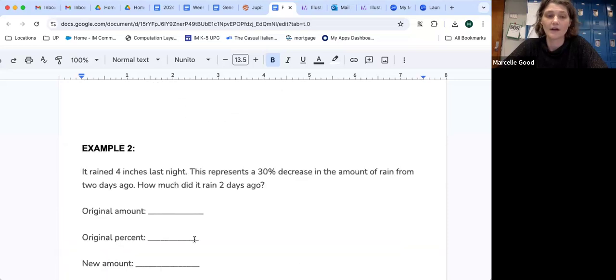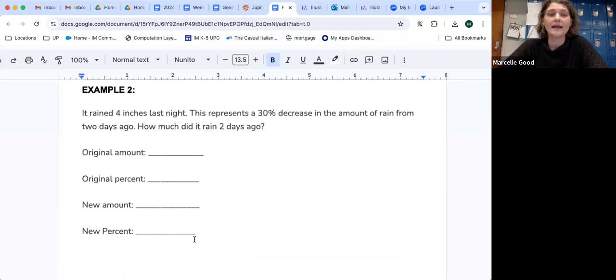Okay, now we're going to try a new one. It rained 4 inches last night. This represents a 30% decrease in the amount of rain from 2 days ago. How much did it rain 2 days ago? This one's tricky because you have to figure out what is the original amount and what is the new amount.